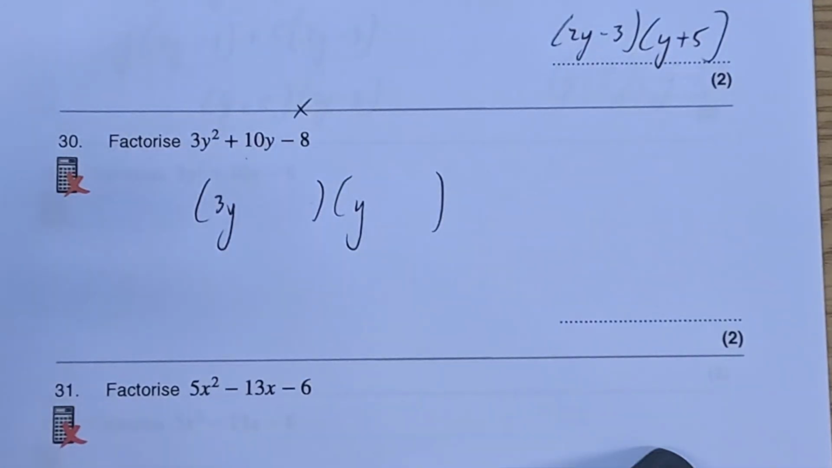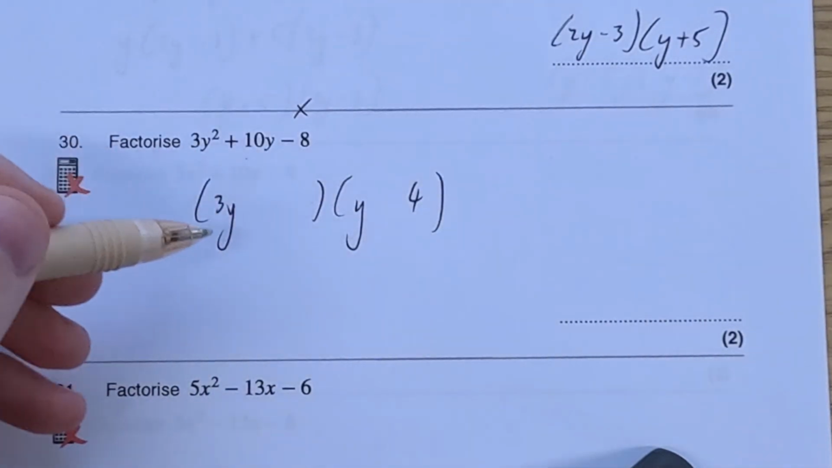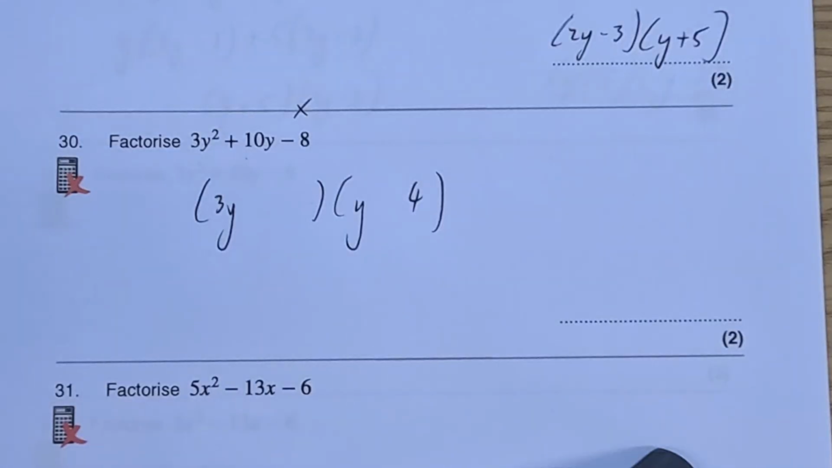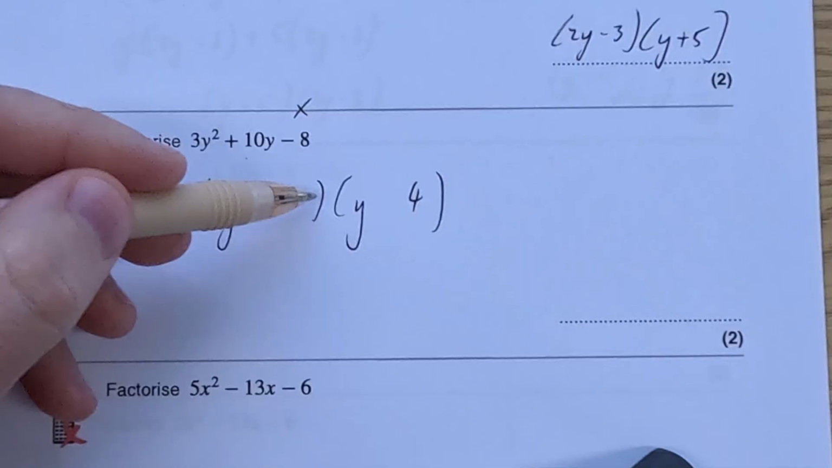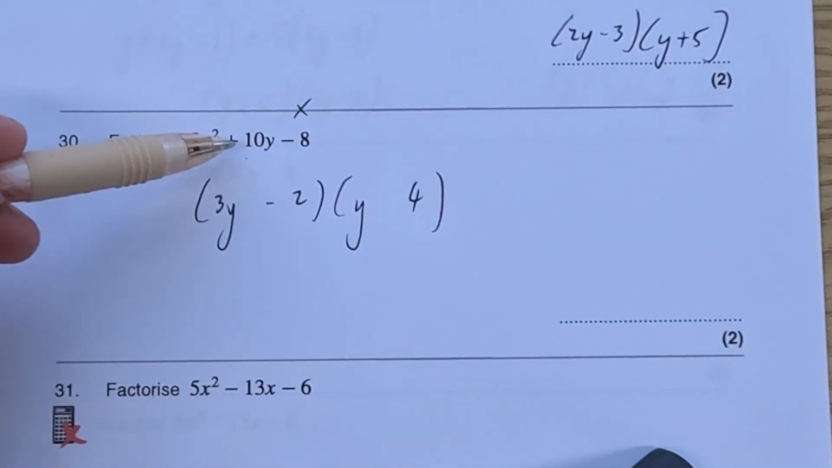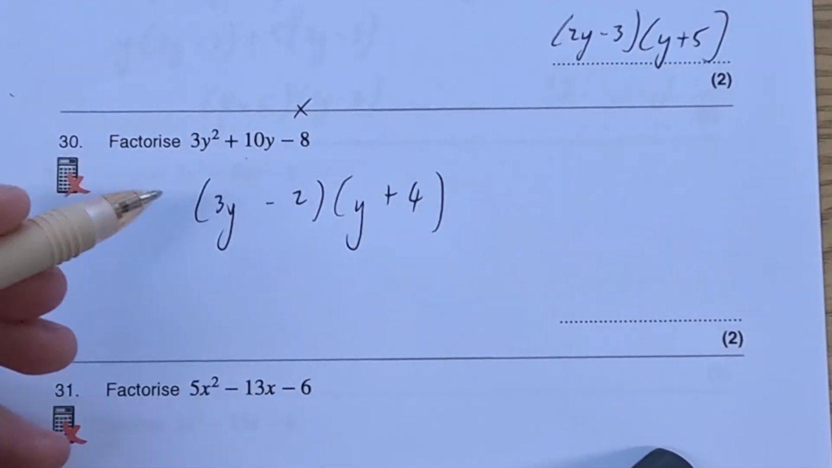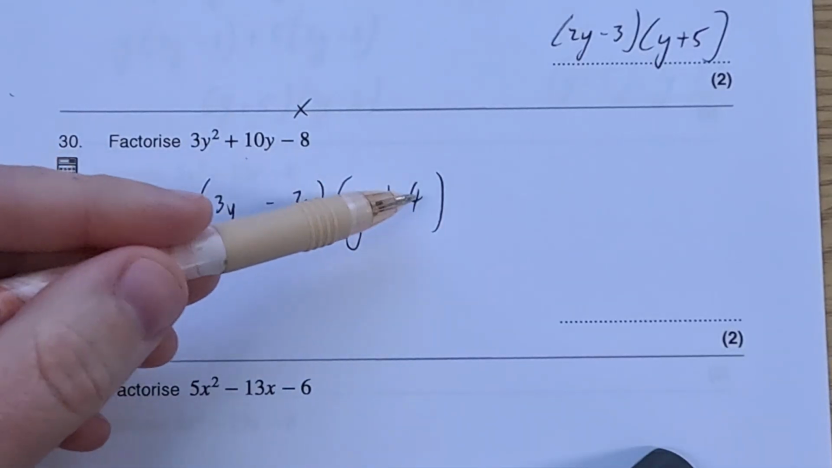So I'm thinking a 4 and a 2. If I put a 4 there, 3y times 4 would be 12y. And then if we put our minus 2 here, that would give us our minus 2y, and 12y minus 2y would be 10y. So that's it, we've factorized it. We would have 3y minus 2 and y plus 4.